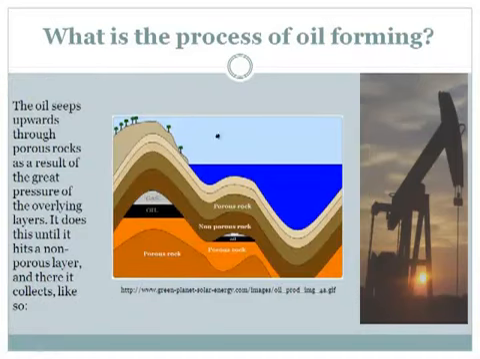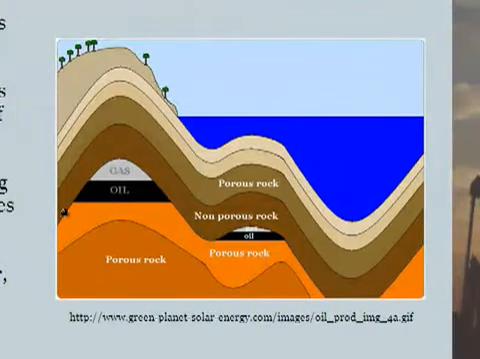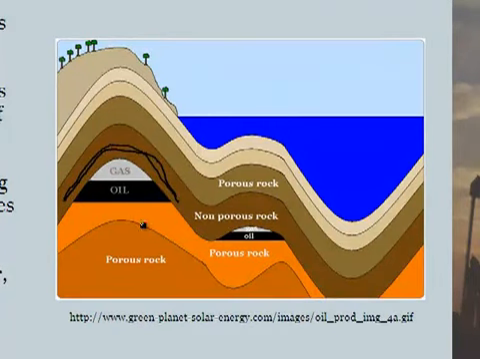All right. And then the oil seeps upwards through porous rocks as a result of the great pressure of the overlying layers. It does this until it hits a non-porous layer, and there it collects like so. And so basically what happens is they find these pockets, and the exploration geologists who are looking for oil and natural gas are looking for basically this. Now, what's this called? That's right, it's an anticline. They're looking for this anticline.